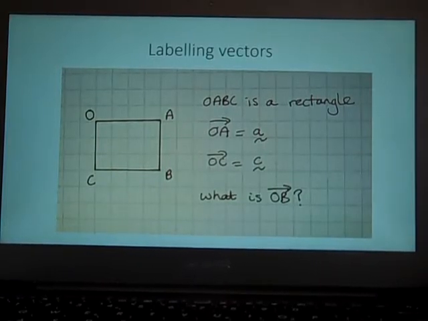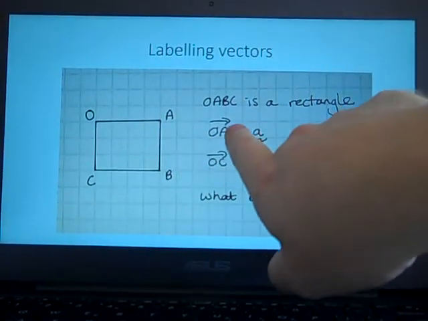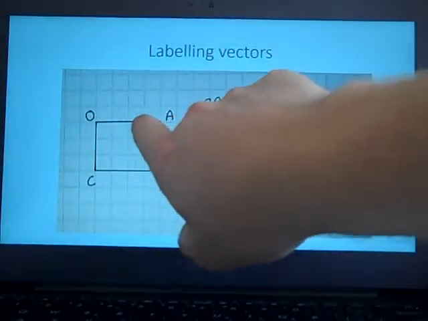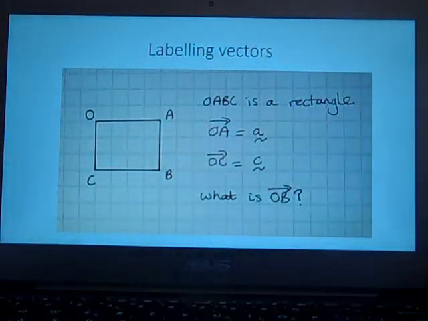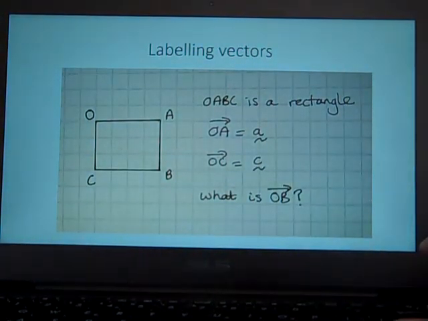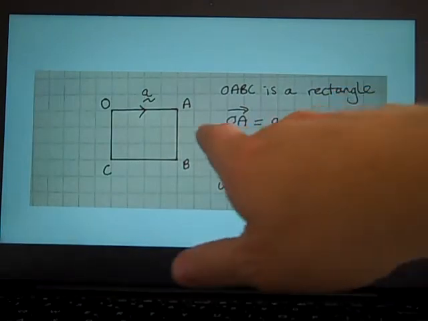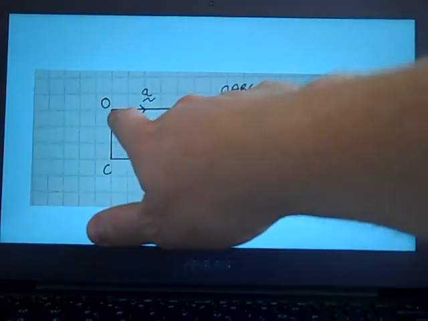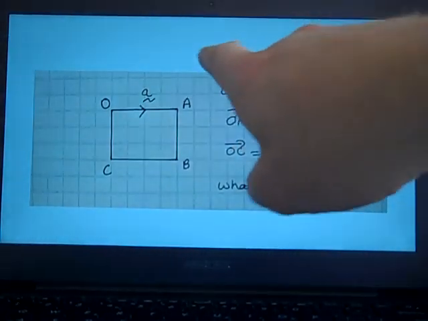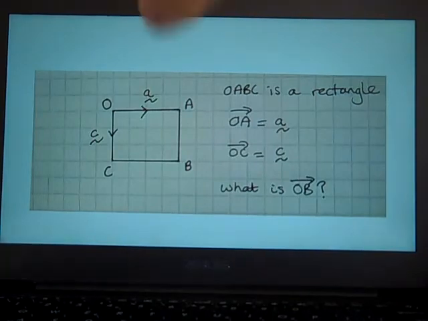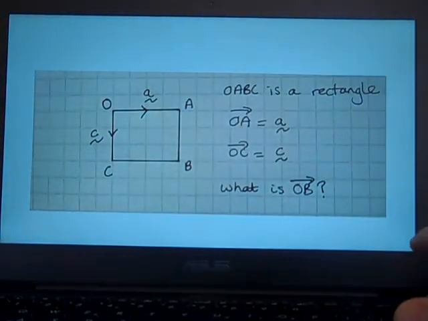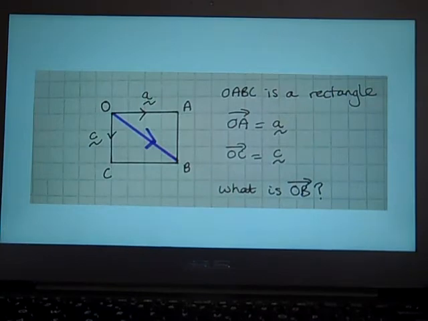So if you'd like to draw this in your notes, that'd be really useful for yourself. So we've got OABC is a rectangle. Vector O to A is a, so this is a in this direction. O to C is c. What is vector O to B? So I'm just going to label the things. First of all, vector a, there labelled, O to A with the direction that way, little a with the twiddles underneath. O to C, going this direction with c next to it, and the one I'm focusing on is O to B.